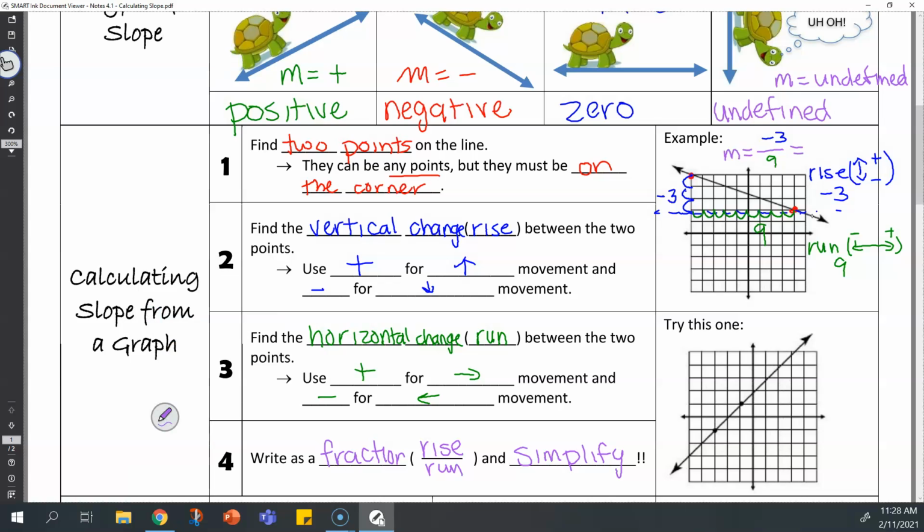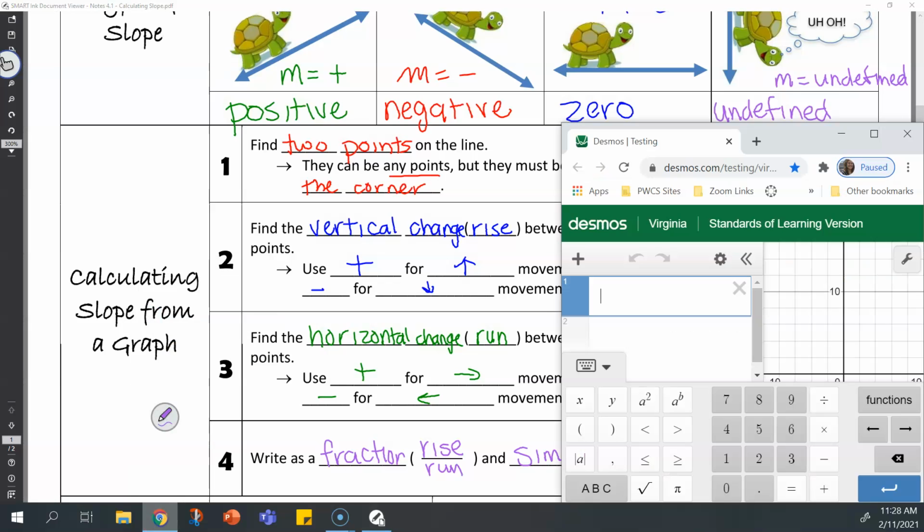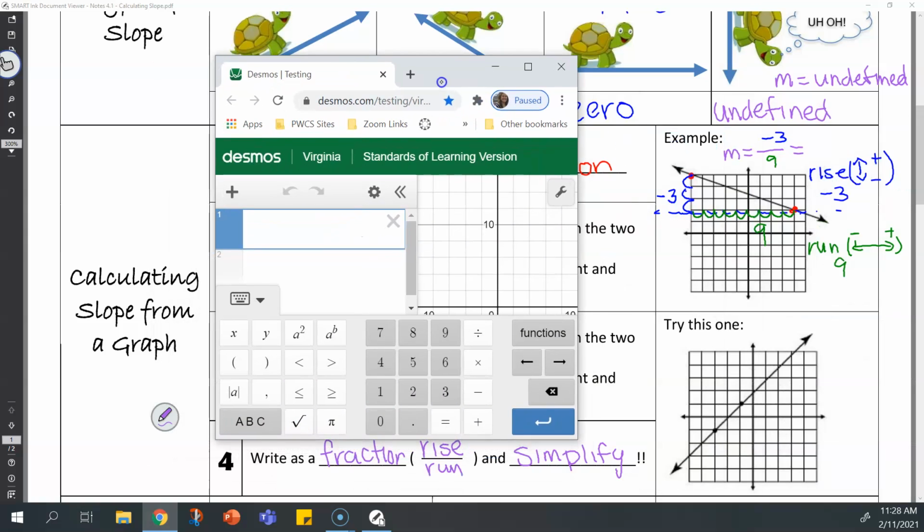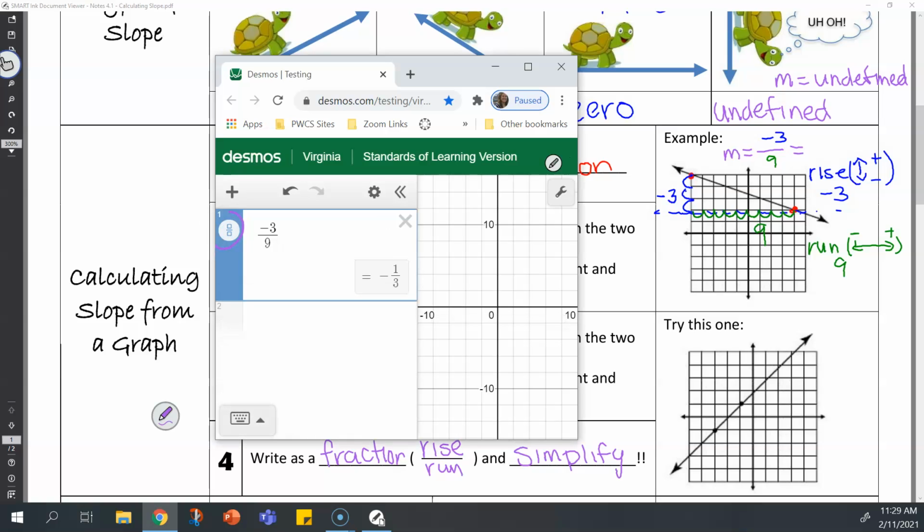And now all I have to do is simplify that. Again, we can do that in Desmos. Remember that you can open up a fraction on Desmos by pressing the dividing button first. I'm going to put my rise, -3, on the top, and my run, 9, on the bottom. Now, Desmos automatically gives me a decimal, but when we're working with slope, we want to use fractions. So I'm going to click this button right here on the Desmos interface, and that's going to let me change my decimal into a fraction. Okay, so my reduced fraction here is -1/3.